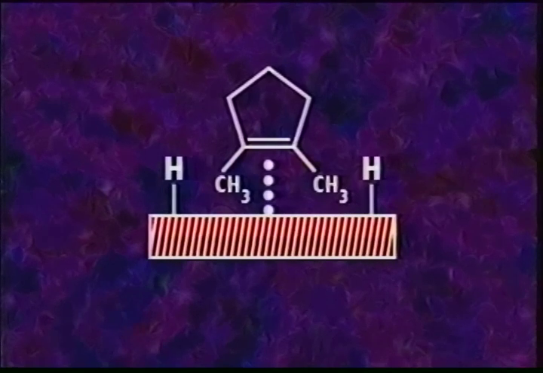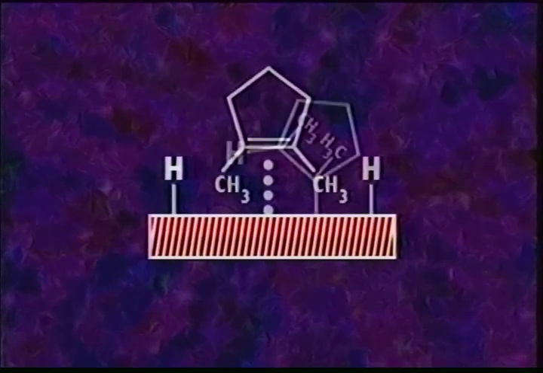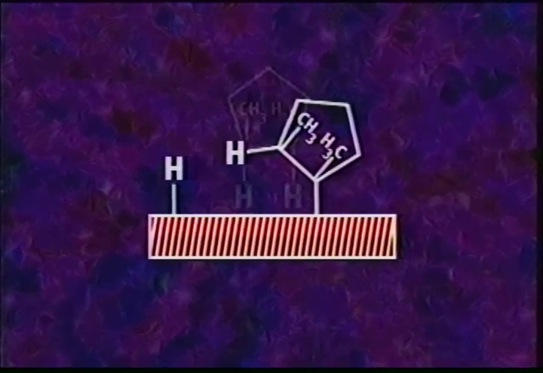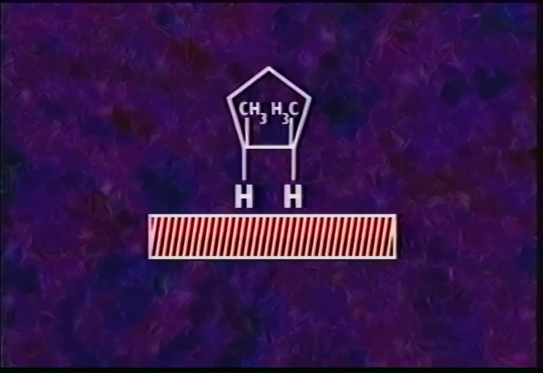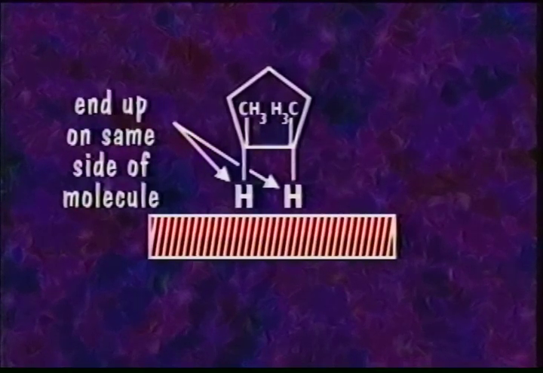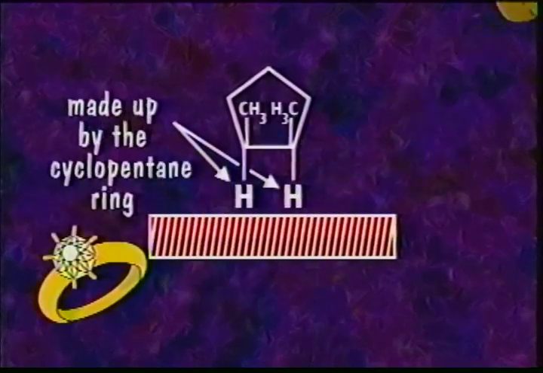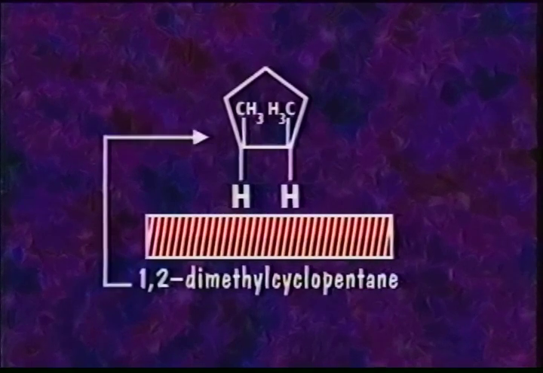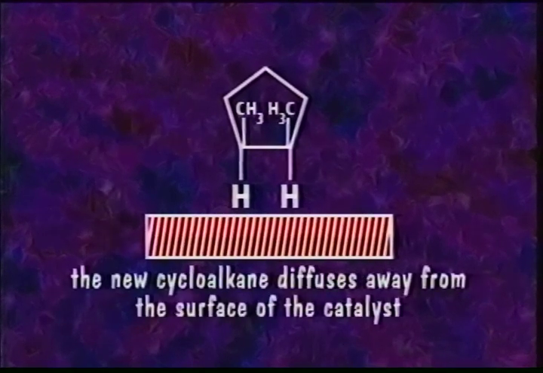Now here's where the hydrogenation part comes in. One of the carbons, which had been part of the double bond of the alkene, forms a carbon-hydrogen bond with one of the freestanding hydrogens. Then the second carbon of the double bond also forms a carbon-hydrogen bond with a second hydrogen. Both hydrogens are added to the same face of the molecule, so they end up on the same side of the plane made up of the cyclopentane ring. So this is a syn addition. And there you have it, 1,2-dimethylcyclopentane.